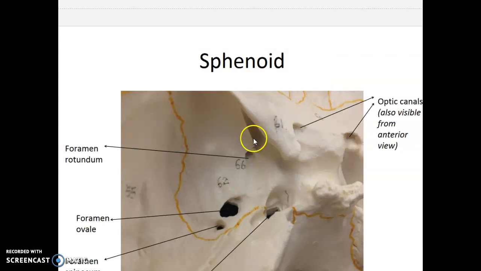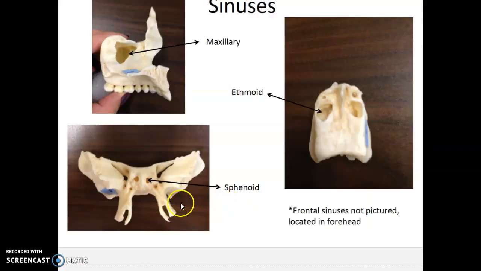Here we see the sphenoid again, and notice there's the lesser wing, and going up through here is the greater wing. And right underneath the lesser wing, that split that we see right there is the superior orbital fissure. So it is formed basically by the lesser wing. Again, looking at the sphenoid bone from here, notice here's our greater wing, lesser wing, and then that split right there is the superior orbital fissure.